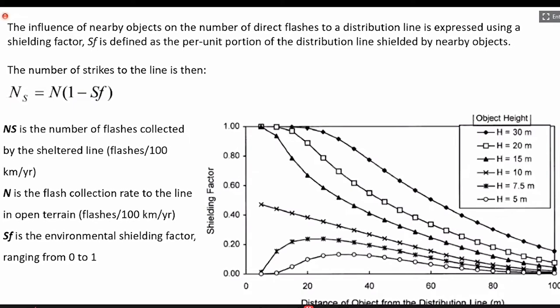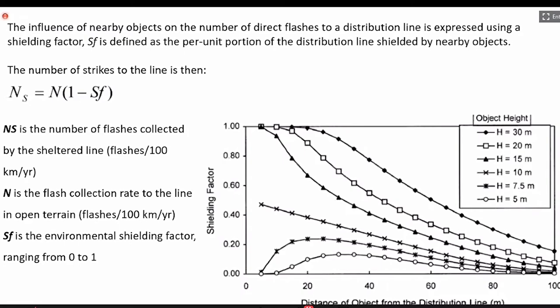If it is surrounded very closely by very large tall buildings, which is not usually the case, then SF goes to 1, and you can see that NS becomes 0. So NS is the number of flashes collected by the sheltered line in flashes per 100 kilometers per year. The diagram on your right hand side shows the shielding factor on the y-axis and the distance of the object from the distribution line on the x-axis.